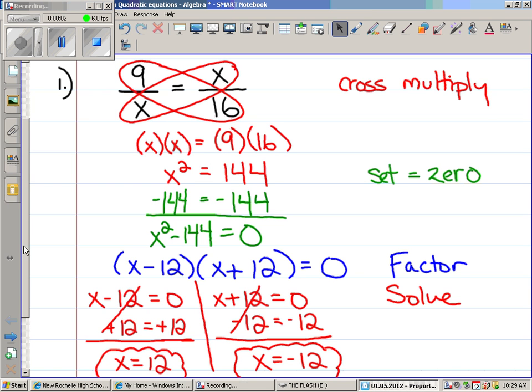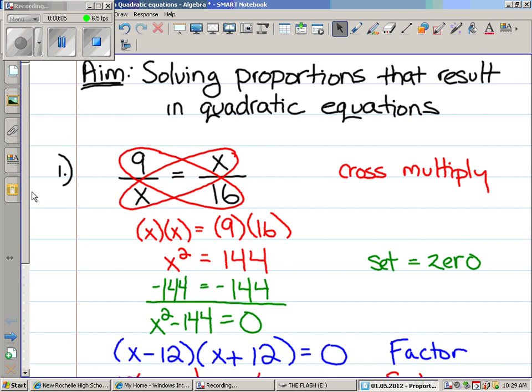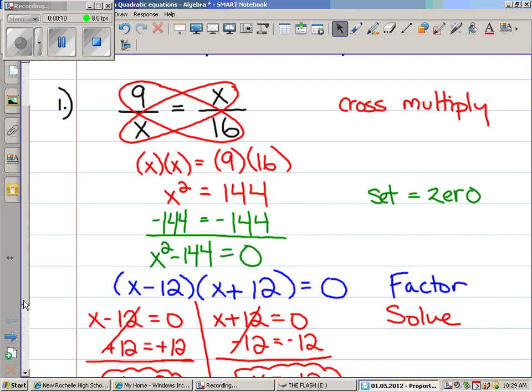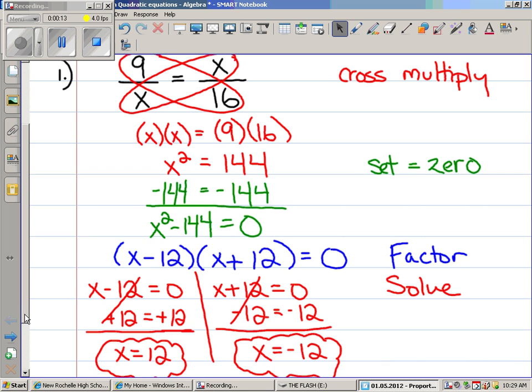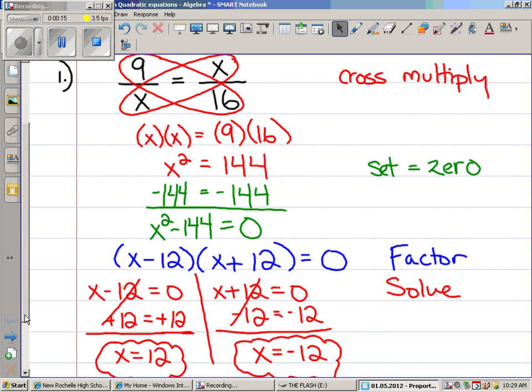Hold on one second. So we started our recording today a little bit late, but we're solving proportions that result in quadratic equations. This is what our first problem looked like at the end, and these are the steps. The stuff in black is what we started with, right? You cross multiply, you get this. This is the same thing as that. Set that equal to 0. Factor, solve. And our final answer is 12 and negative 12.